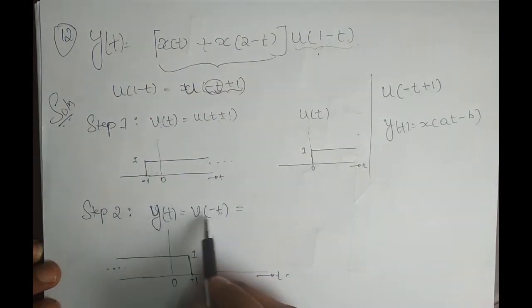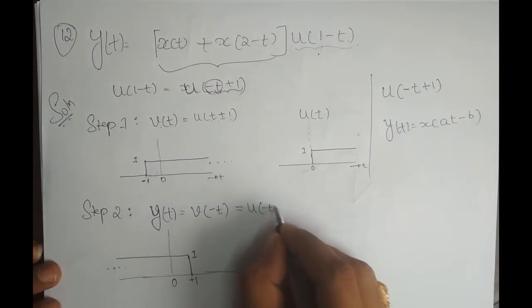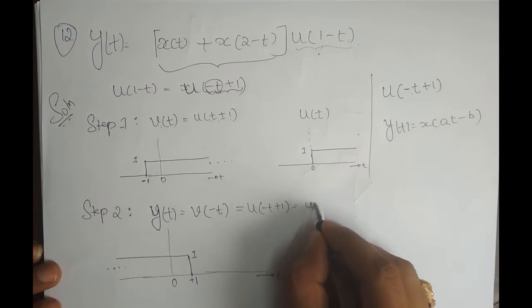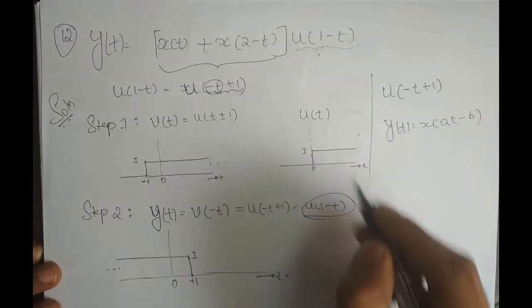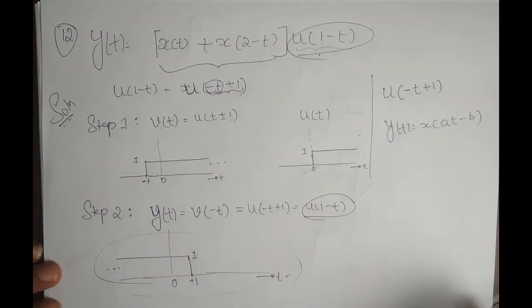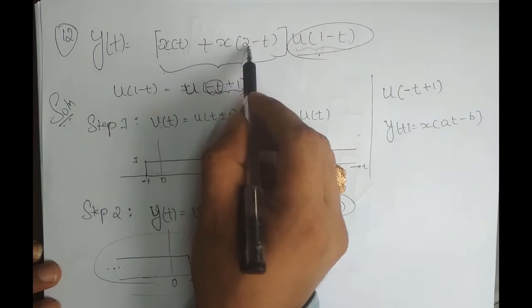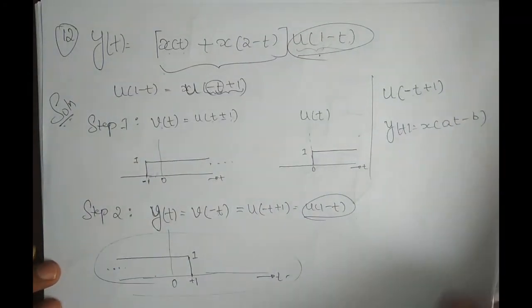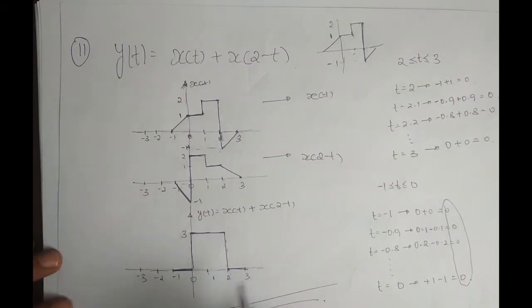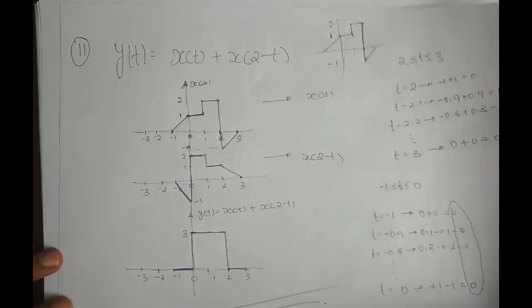So what is this in terms of u of t? It is nothing but u of, wherever t is there, replace it by minus t plus 1, right? This is equal to u of 1 minus t. So this is what I wanted, right? So u of 1 minus t looks like this. Now this signal has to be multiplied with x of t plus x of 2 minus t. And what is x of t plus x of 2 minus t? It is this. Its amplitude is 3 for t varying from 0 to 2, right? So we'll sketch it here.